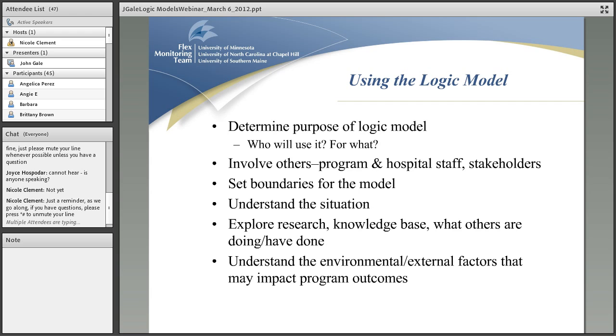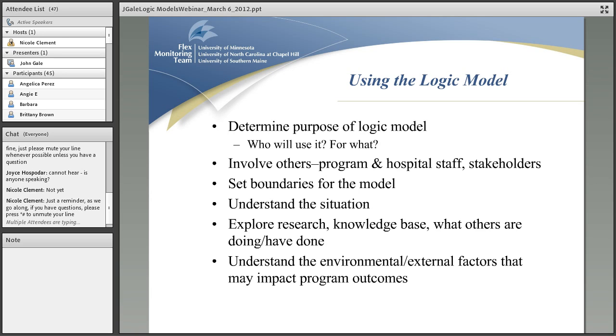It's critical to set boundaries for the model. You can't cover the whole world and have it do its job and be useful. So put some boundaries around what it is you're trying to capture and measure. Very important is explore the research and knowledge base of interventions that you'd like to select. Find out what others are doing, have done. I mean, this is probably at the crux of some of the changes that the office is making around the FLEX program, which is really to focus on strategies, evidence-based interventions that have had a demonstrated impact, so that when you're selecting an intervention you know why and how it'll work and that it's worked in other situations, so that at least you have some reasonable sense that it will work if adapted properly to a particular hospital situation.